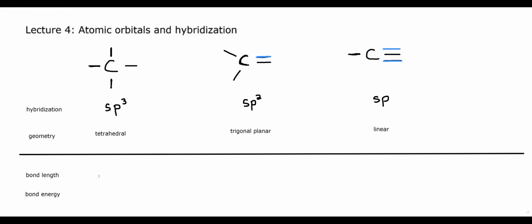Let's look at the bond length for each of these. I'm going to draw down the bond length for each one. We have 1.54, 1.34, and 1.20. These are measured in angstroms, a very small unit of measure. You'll see it like this, a capital A with a little circle on top.